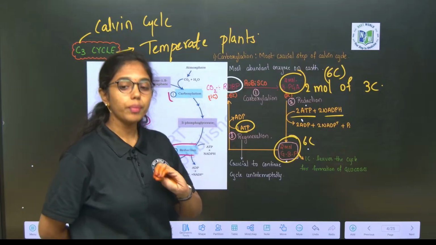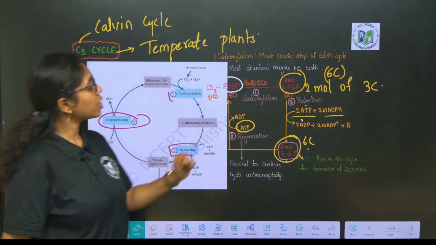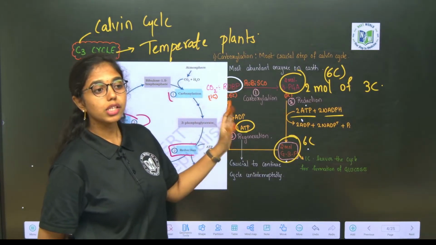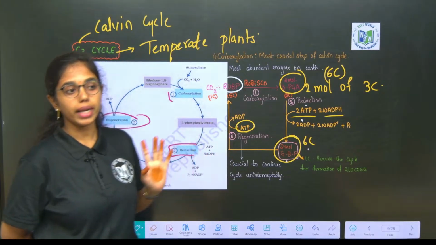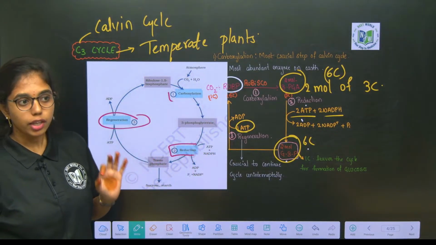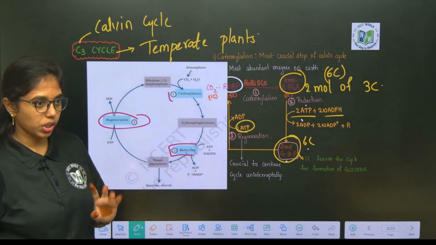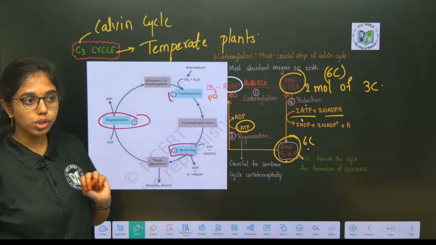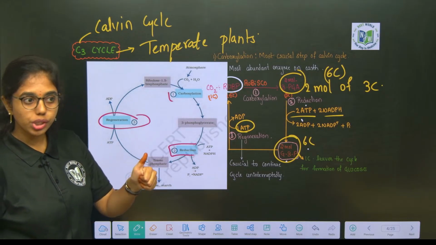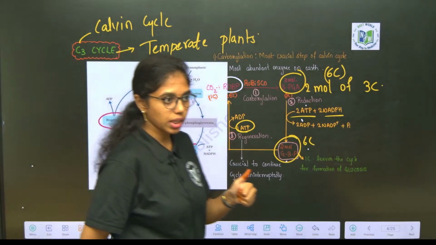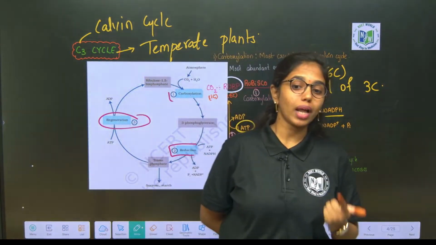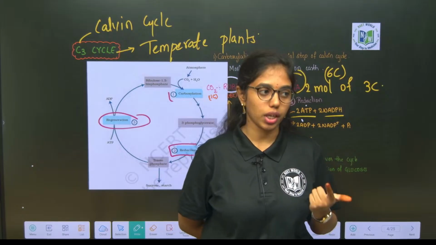Rest how many are there? 5 carbons, that is regenerated back, wherein this step will be utilizing 1 ATP. Clear, right? You have understood one carbon dioxide fixation, and here you have to highlight two statements. One is the most crucial step in the Calvin cycle is carboxylation. The most crucial step to run the cycle uninterruptedly is regeneration.